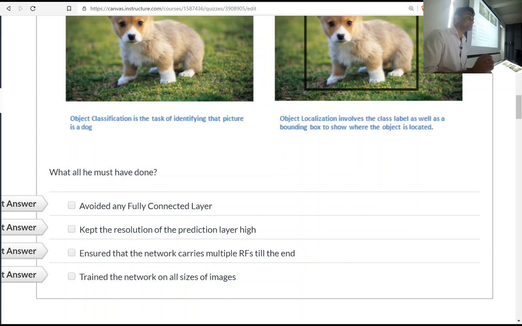So that feature map will contain multiple templates. Sorry, repeat that. That feature, multiple templates. That is receptive field. What we are talking about here is a prediction layer resolution.